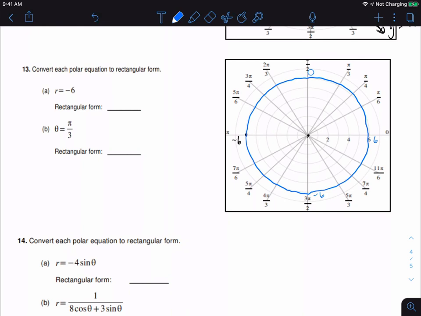And so when we're given r is equal to some number, we know that that's going to end up being a circle if we are in polar. Now, since they want us to give the equation in terms of rectangular, one of the things that we need to remember is that x squared plus y squared is equal to r squared. So then x squared plus y squared is equal to negative 6 squared, which is going to give us x squared plus y squared is equal to 36. And that will be our answer to this equation.